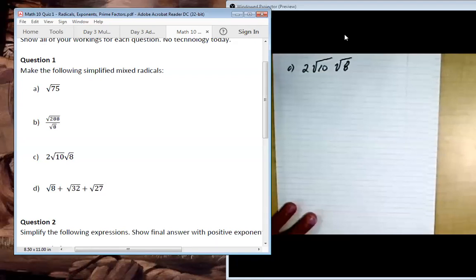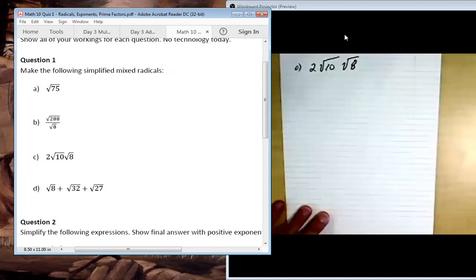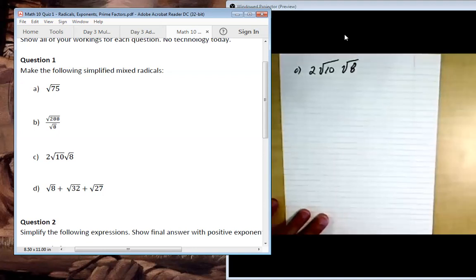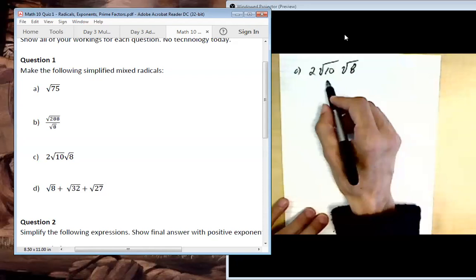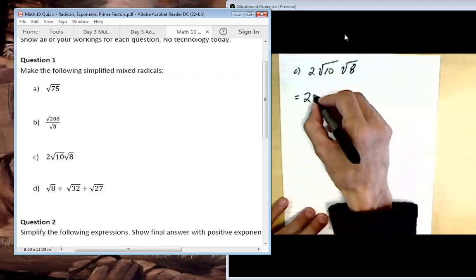So for this one, there are a few ways to do it, actually. What's one idea that you have? What's one way to solve this? For me, I put the square roots of 2 and 5 together, which gives the square root of 10. That's okay, so I'm going to do that.